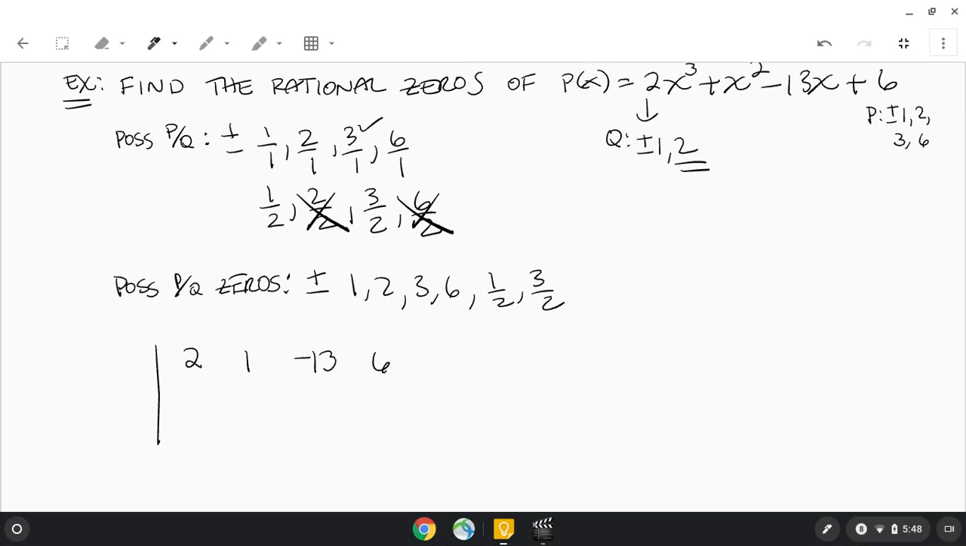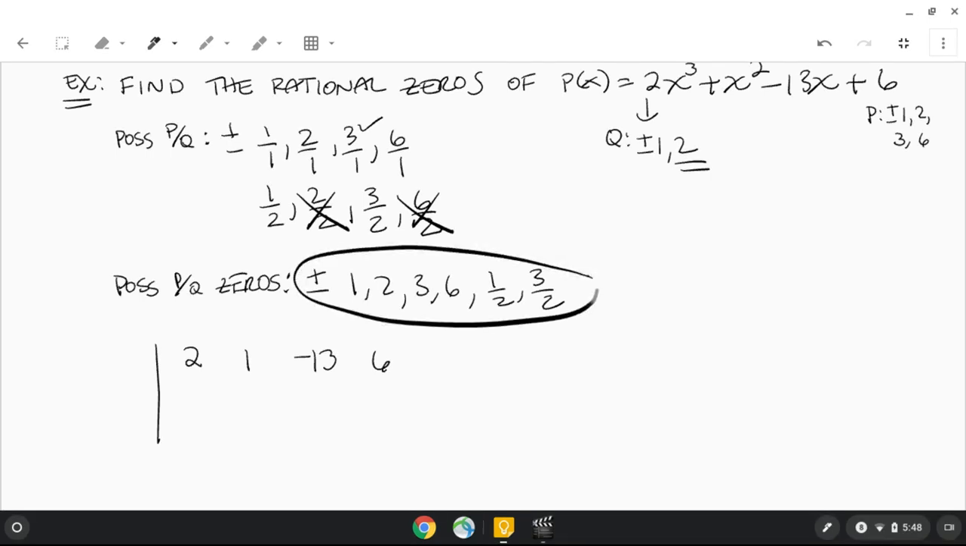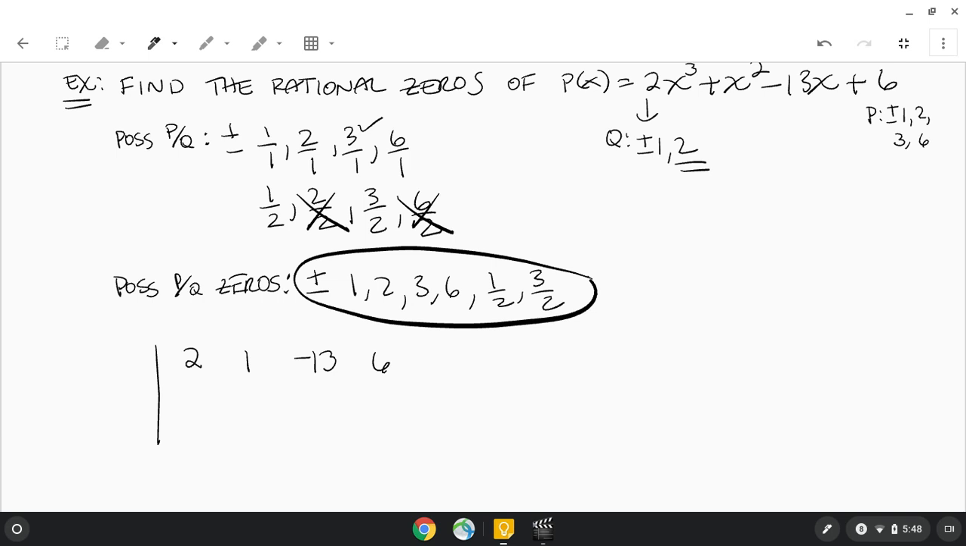Now from here, you can start however you want. I always like to start with the smaller numbers and just go in order. So I'm going to try to see if x equals, I like to start with 1, and then -1, and then 2, and then -2, 3, and then -3, 6, -6, and then I just start on my fractions. All right, so I'm going to start with 1.